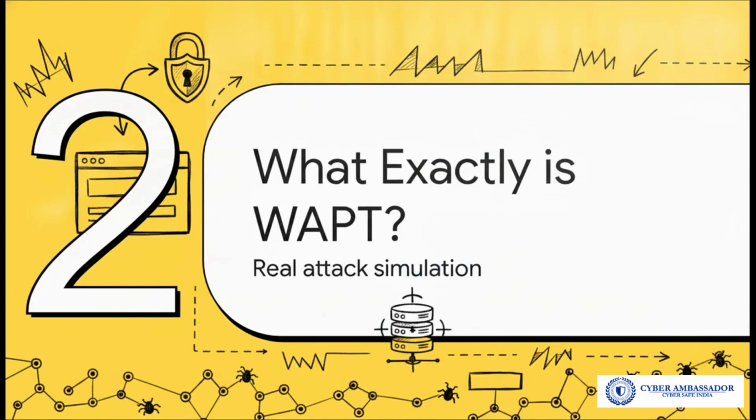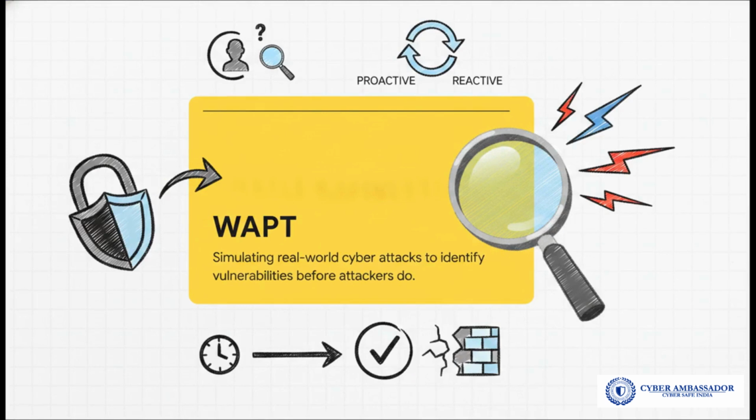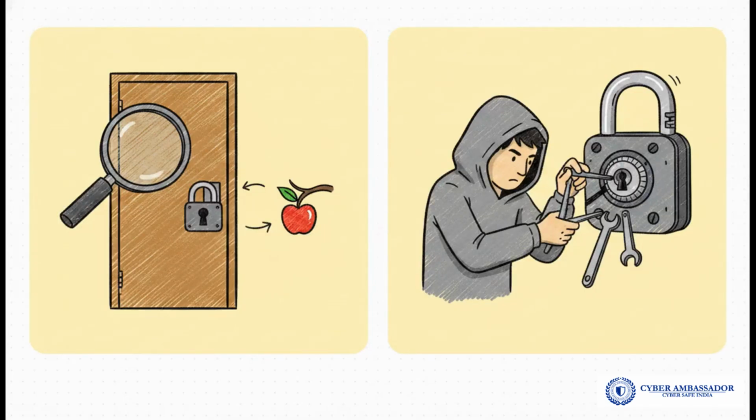That brings us right to Section 2. What exactly is WAPT? This is where we look at real-world cyber attack simulation as the ultimate solution. By definition, web application penetration testing is a specialized approach evaluating security by safely simulating real-world cyber attacks to identify vulnerabilities before attackers do. The crucial point here is that this is all about being proactive, not reactive. You're bringing in the experts to emulate the exact same techniques a malicious hacker would use, but in a totally safe, controlled manner. It lets you find those security gaps and slam them shut before anyone else can exploit them.